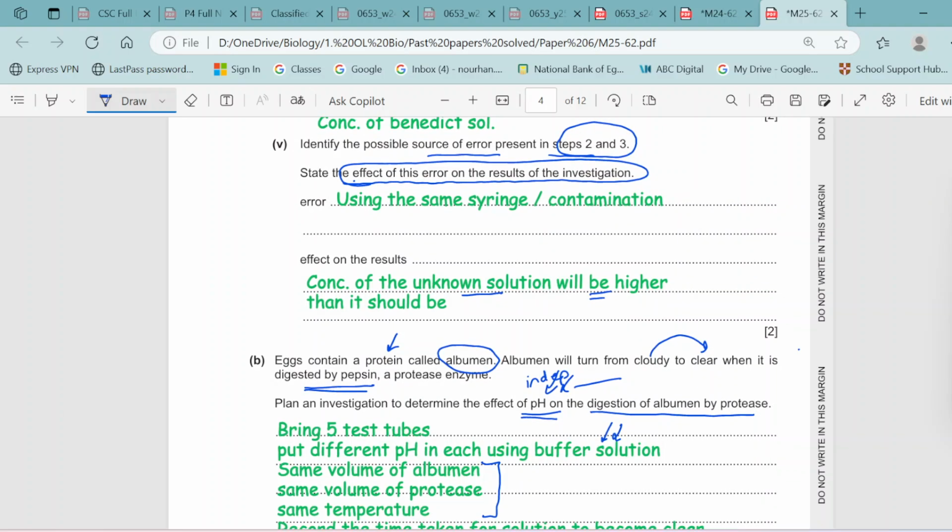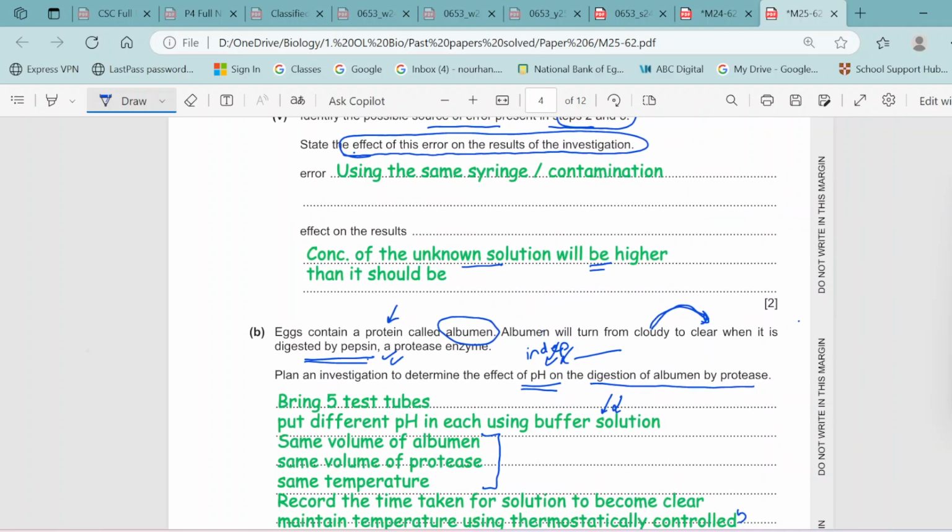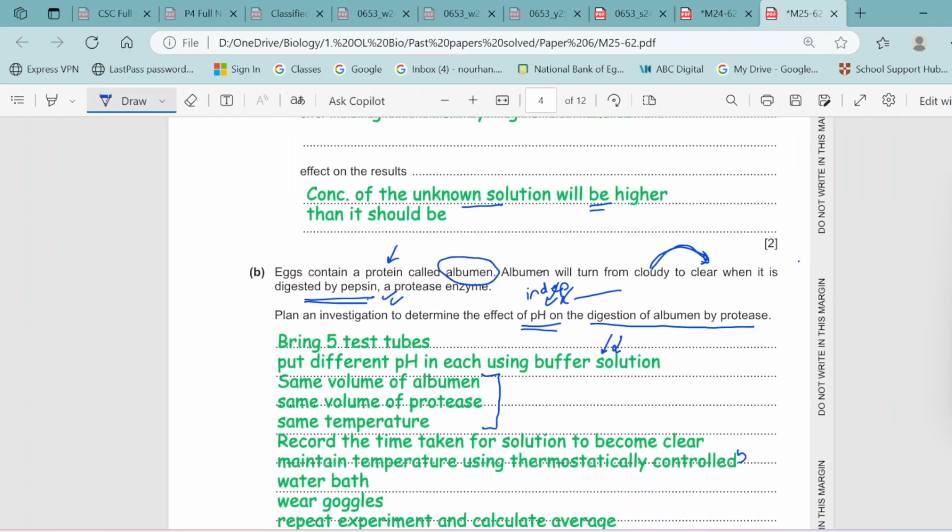What am I going to measure for the results? He always gives you a hint. He said that if pepsin is working, it will change the albumin from cloudy to clear. So I will record the time taken for the solution to become clear.